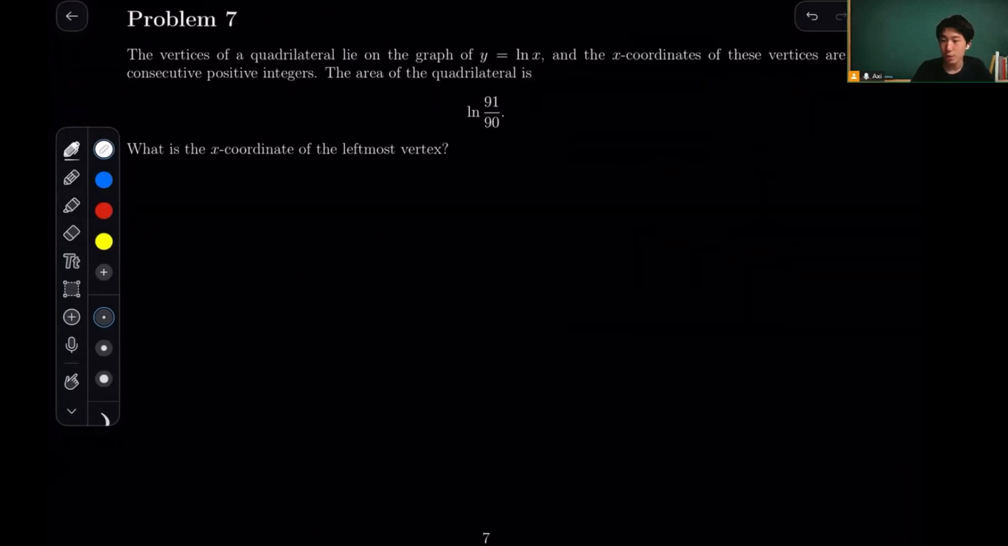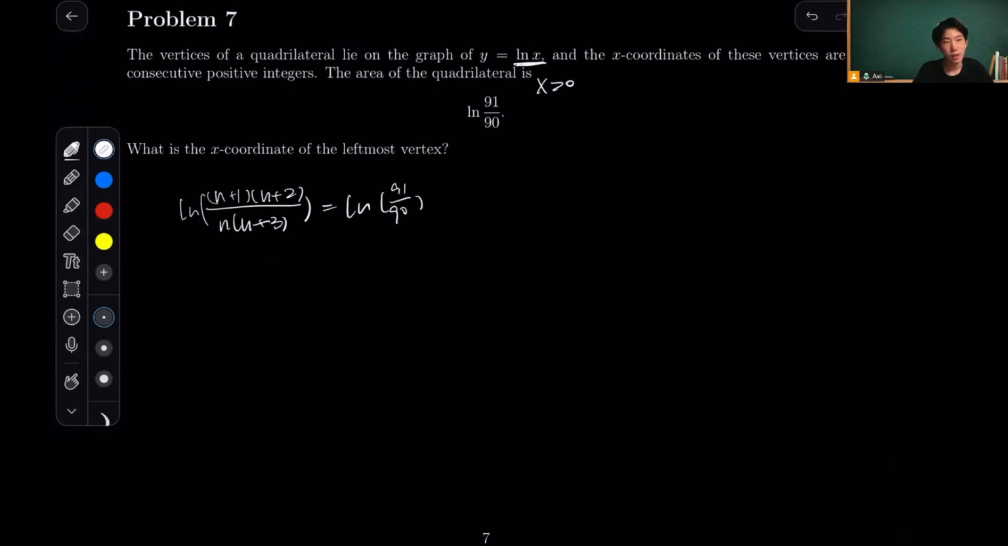So you can read the problem first. In the meantime, I'm just going to summarize the problem. In fact, it is essentially asking you: ln of (n plus 1)(n plus 2) over n(n plus 3) is equal to ln 91 over 90. What is n? And in case you're wondering what ln is, you can just treat it as a function where x must be greater than 0. Pause the video and try.